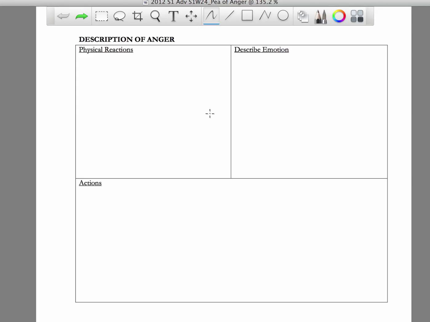Now we are on to the focus of today's lesson, which is the description of anger. So remember, we do the P. The first part is physical reaction. Now, normally, how can we tell when a person is angry? Well, people do say that the eyes are the windows of the soul, so a lot of times they will give you angry looks. But instead of just saying angry looks, we can actually say the following.